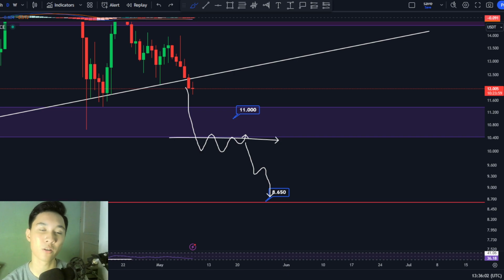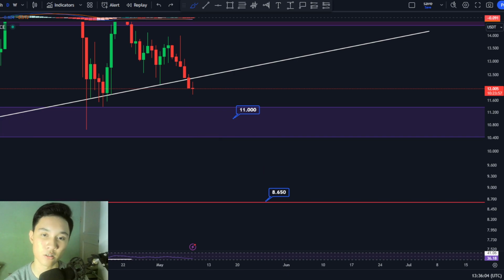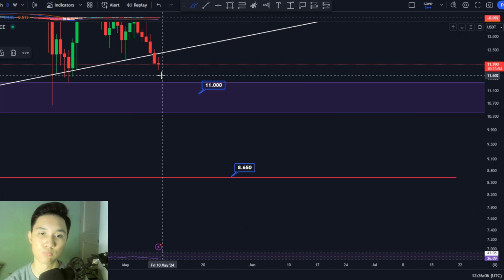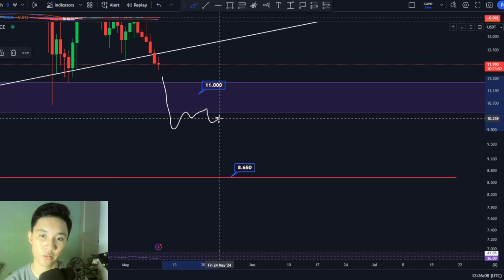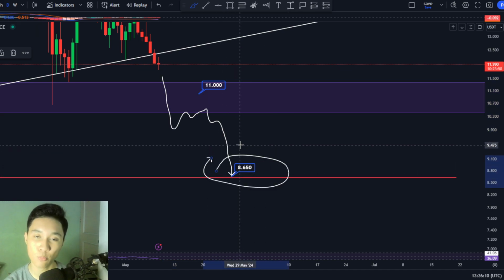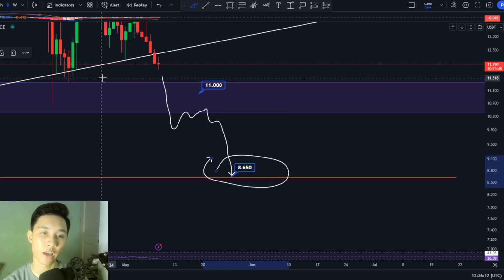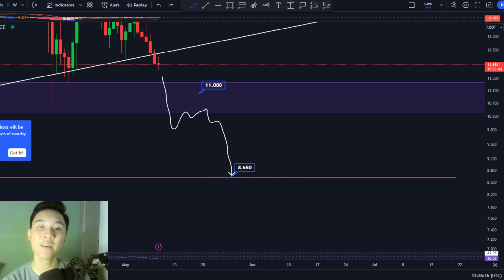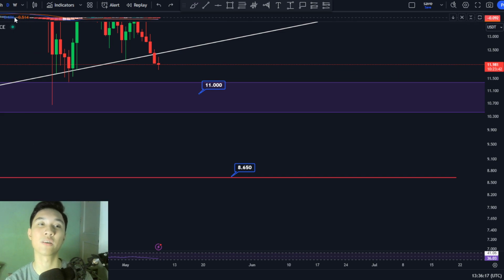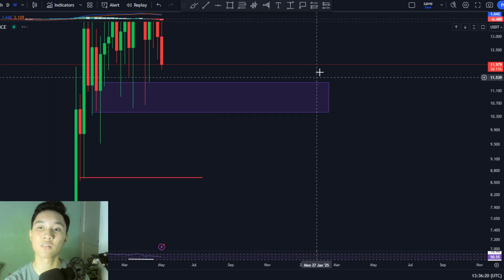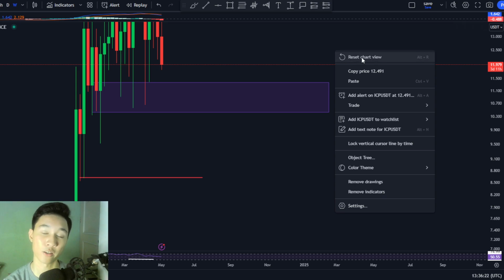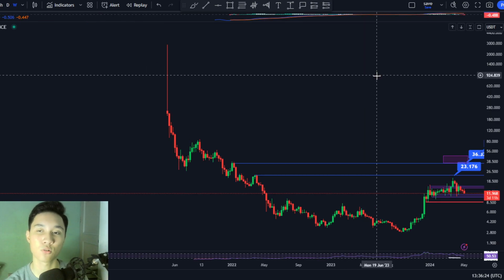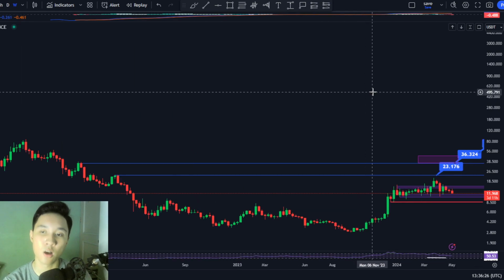The only time I would be concerned for ICP is if we do see ICP break below support right here and flip this to resistance. That could be bad. But at the moment, we are still holding this level, and we are still above this level. So as long as we are above this level, there is nothing that concerns me. Now let us move towards the longer weekly time frames and discuss what is my viewpoint or my expectation for the Internet Computer ICP price in the next couple of weeks or months.